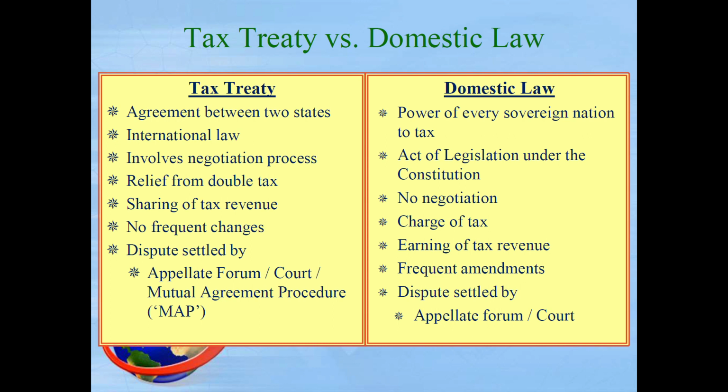In domestic law, frequent amendments will be coming on. We see a lot of amendments coming in the domestic law, but in the tax treaty there are no frequent changes. In domestic law, a dispute is settled by the appellate forum or the court, and in tax treaty there is also a procedure called mutual agreement procedure for settlement of disputes between the countries.